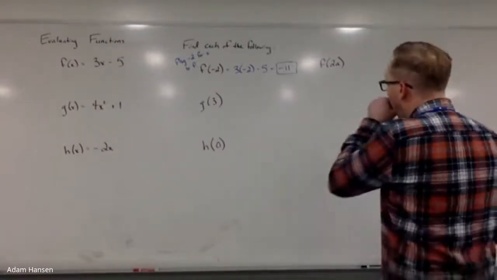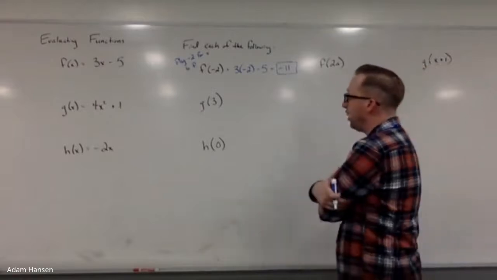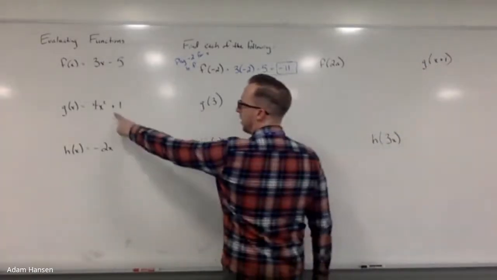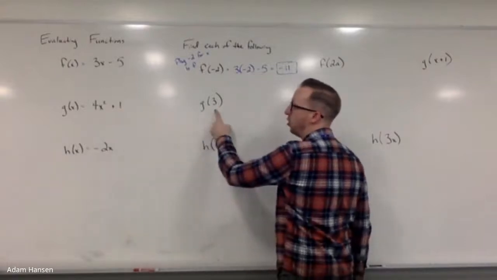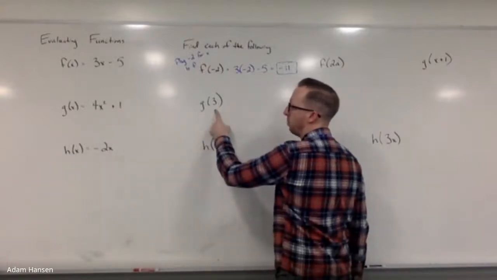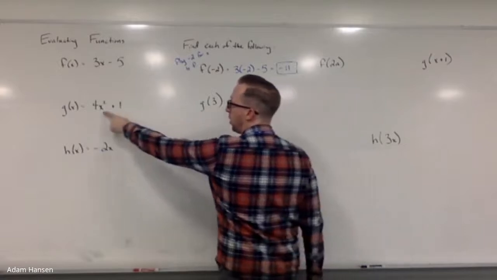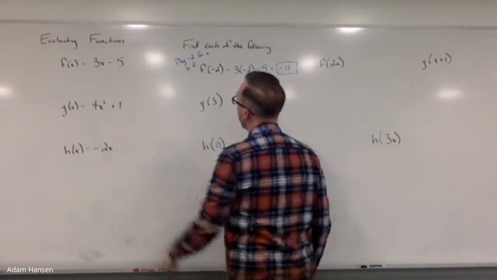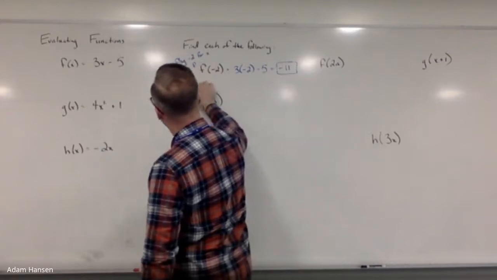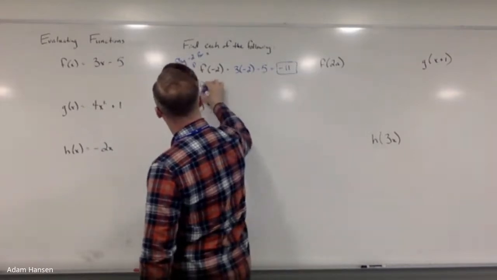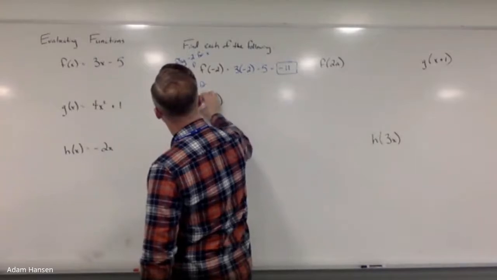Same thing, excuse me, for g. Remember, g of x is given as 4x squared plus 1. I want to find the value of function g when x is 3. So let's substitute 3 in for x. Plug in 3 for x to function g.